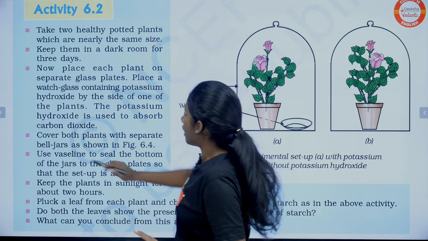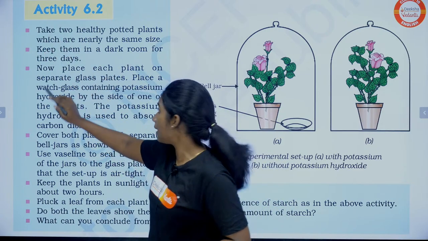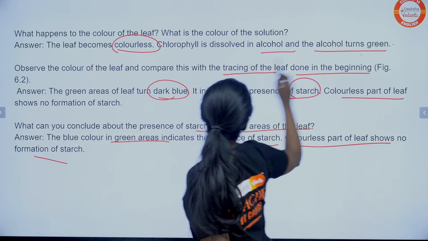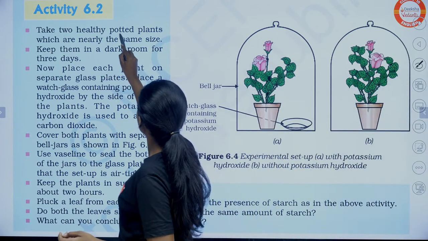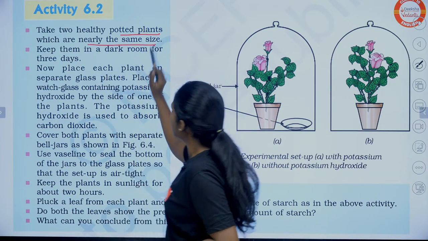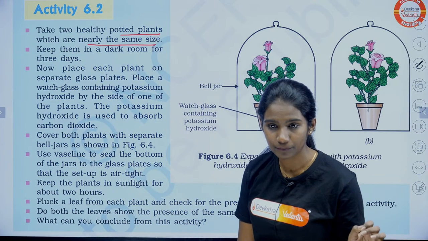See, now what are they saying in this activity? Take two healthy potted plants which are nearly the same size.